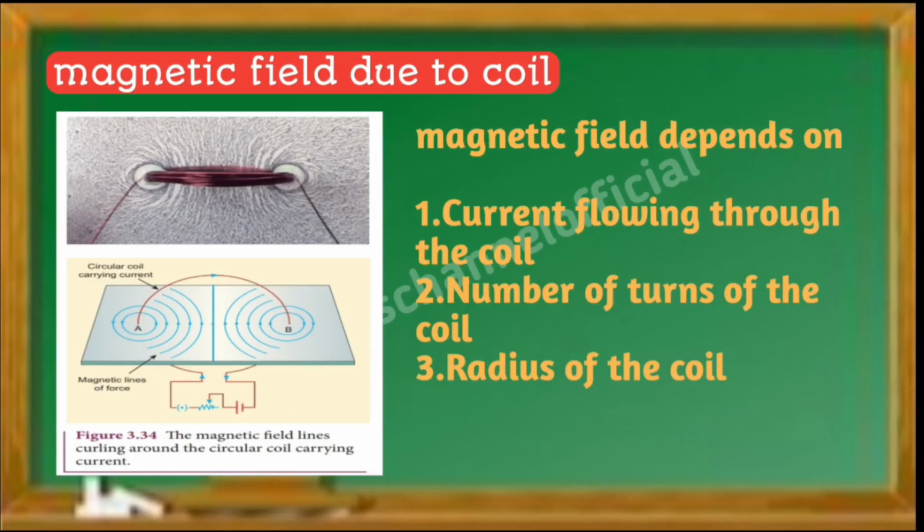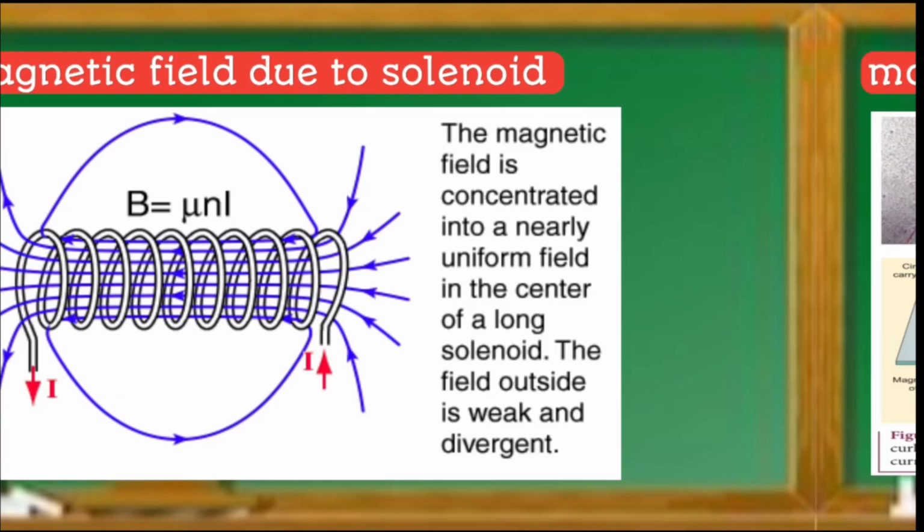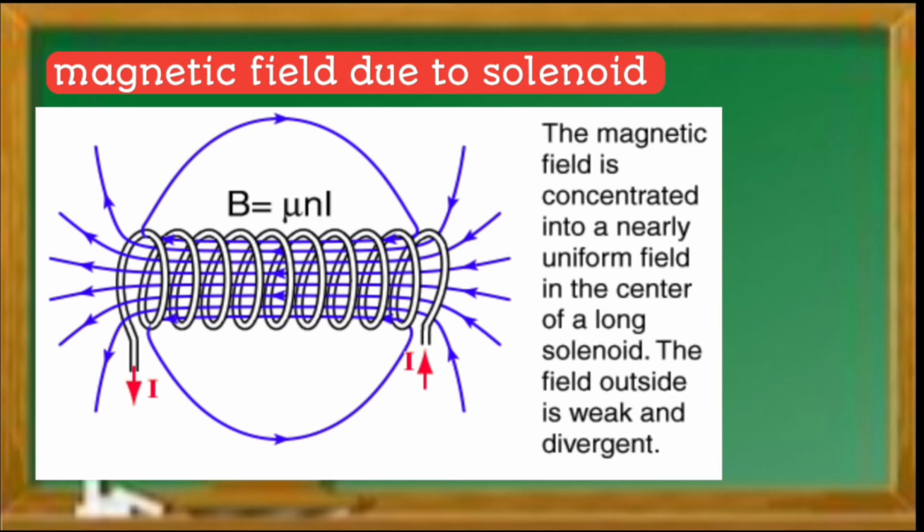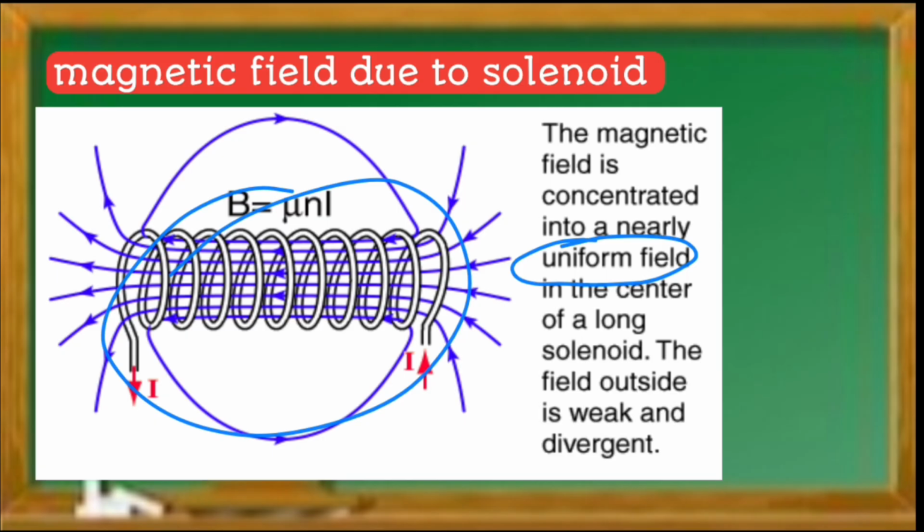Our next topic is magnetic field due to coil. This is the diagram to show the magnetic field of a coil, and magnetic field depends on the current flowing through the coil, next the number of turns of the coil, and third the radius of the coil. Our next topic is magnetic field due to solenoid. This is a most important diagram, and inside the coil the magnetic field is uniform.